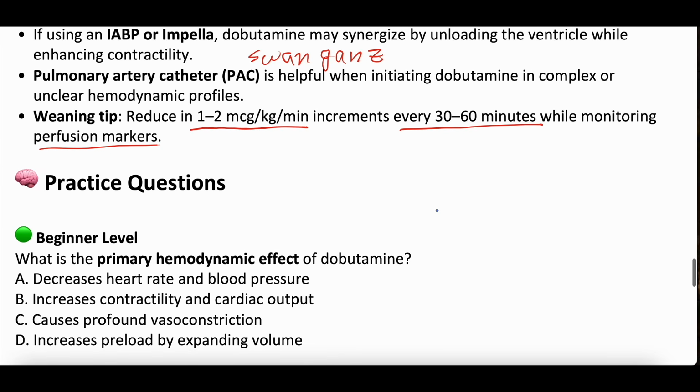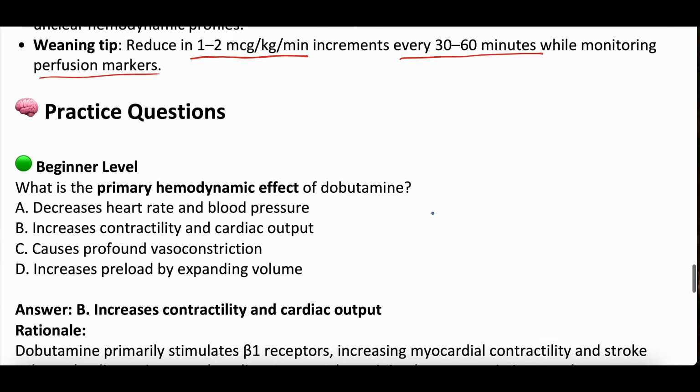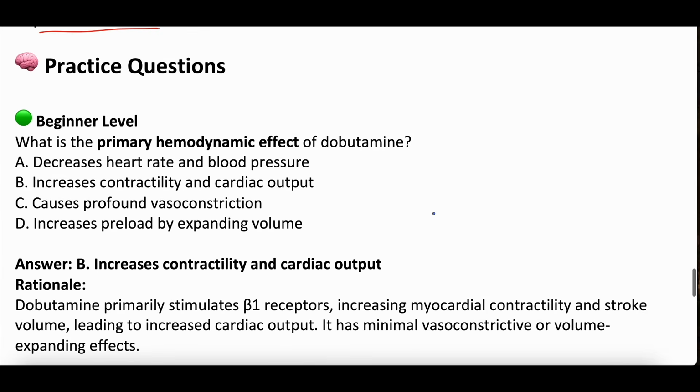And we're just going to go straight into the answers. So if you want time to think, just pause the episode and think, and then restart it, because we're just going to dive right into the answers. So the answer is B, increases contractility and cardiac output.